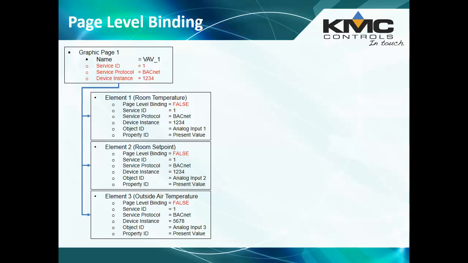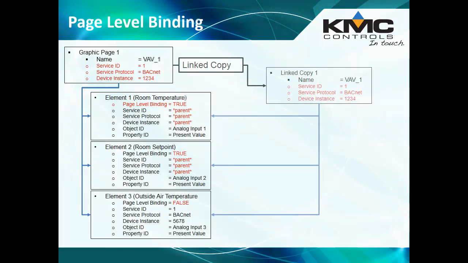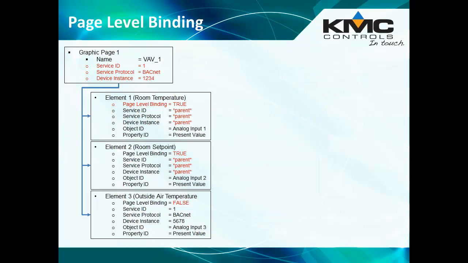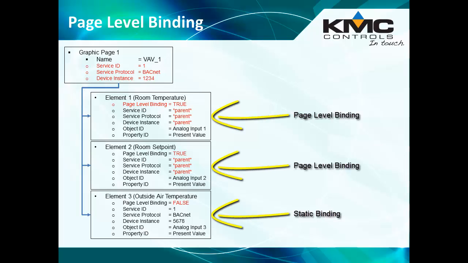When the page level binding property is set to true on an element, it forces the element to use the page device binding information in place of its own. So for this very rough example, if a designer makes a linked copy of graphic 1, then changes the device instance property on the page device binding, graphic 2 will now pull values from controller 2, 3, 4, 5 instead of 1, 2, 3, 4. As seen in this example, pages may contain a mix of static and page level bound elements. When the page level binding property is set to false on an element, it remains statically bound, just as in previous versions.